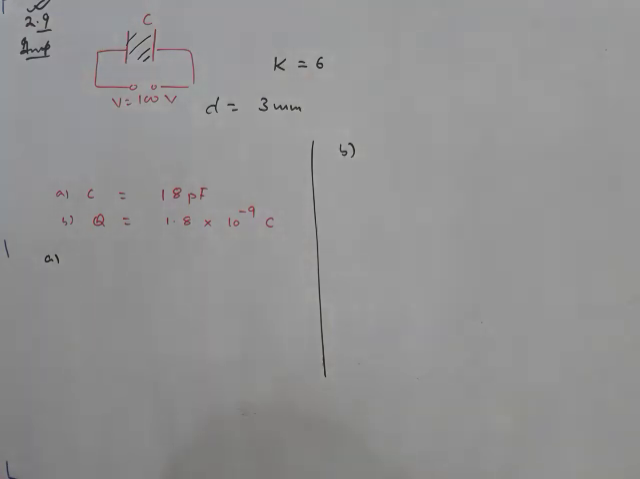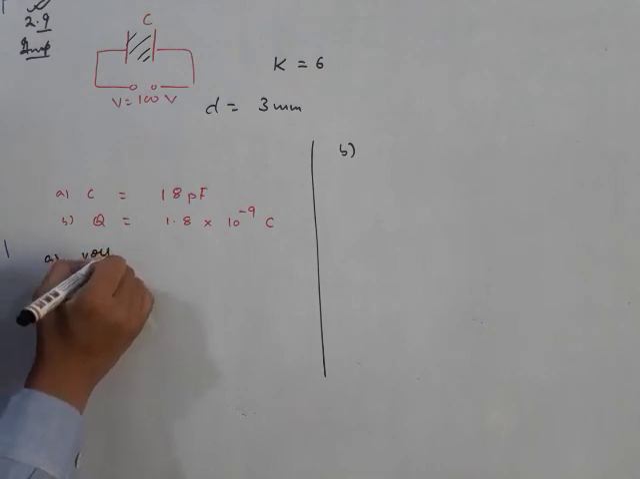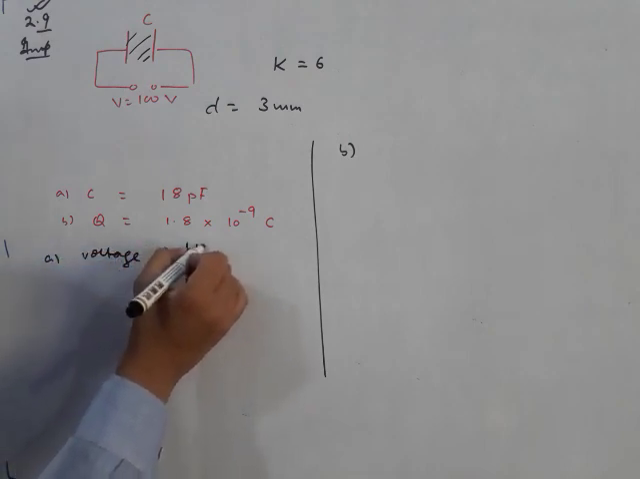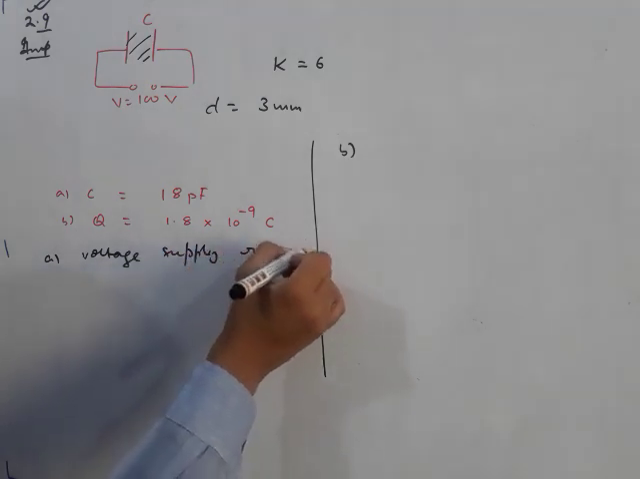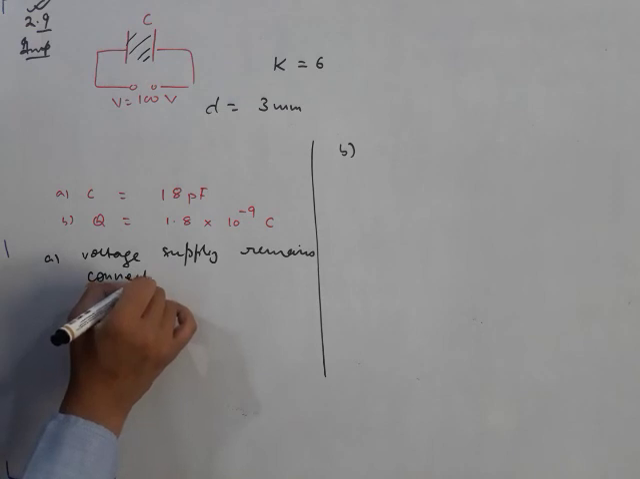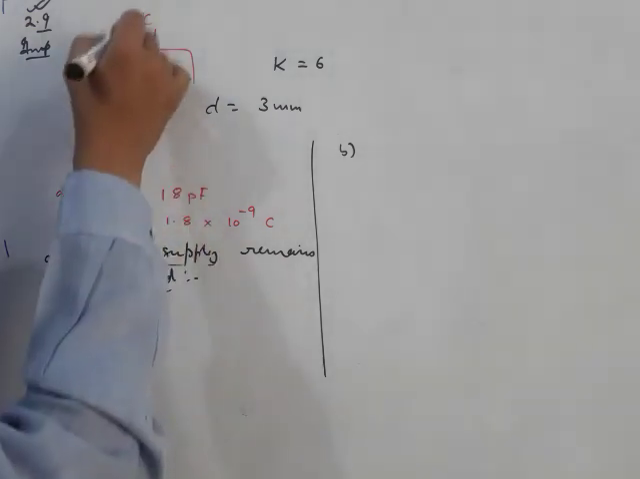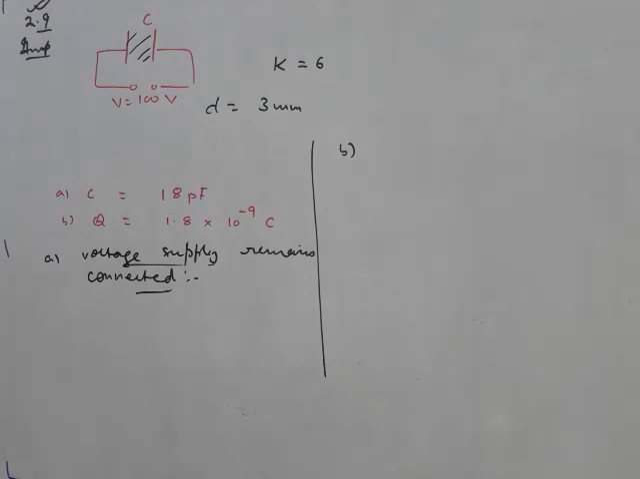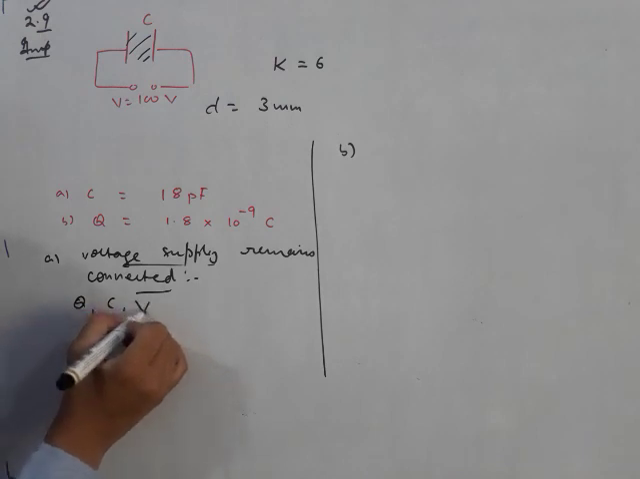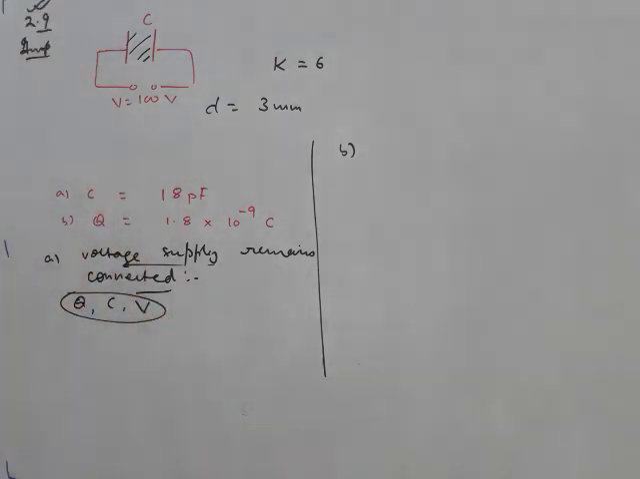So I am reading the question again. What would happen if a 3 mm thick mica sheet of dielectric constant 6 were inserted between the plates, part A, while the voltage supply remains connected? That means without disconnecting the battery, a dielectric is inserted. So what would happen? What would happen means you have to find Q, C and V. What would happen to the charge on the capacitor, what would happen to its capacitance and what would happen to its potential difference.